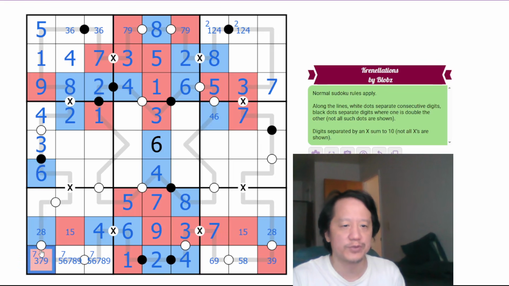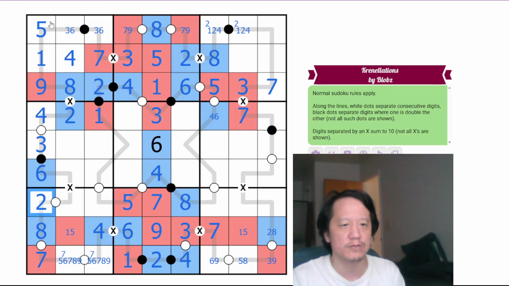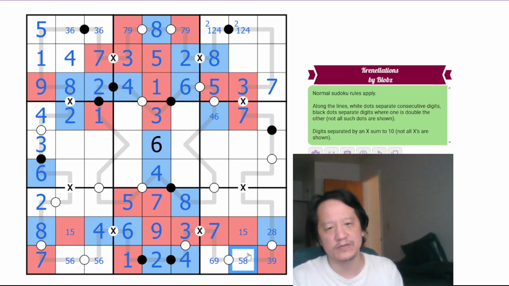This can't be 3 or 9. It's 7 left, which is not consecutive with 2, so this must be 8. That makes this left a 2 in column 1. 7 eliminates 7 in the rest of this row here. This can't be 8 either. So therefore, this is a 5-6 pair to be consecutive. That eliminates 5 and 6 in the rest of the row.